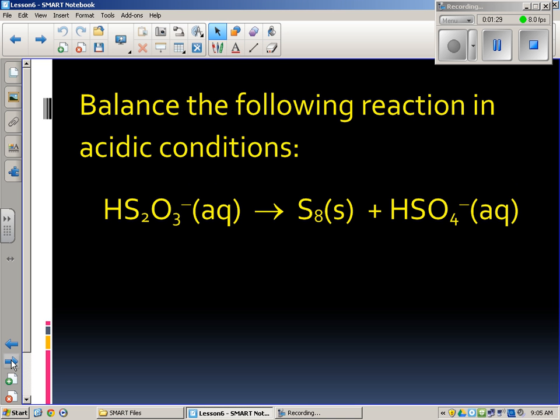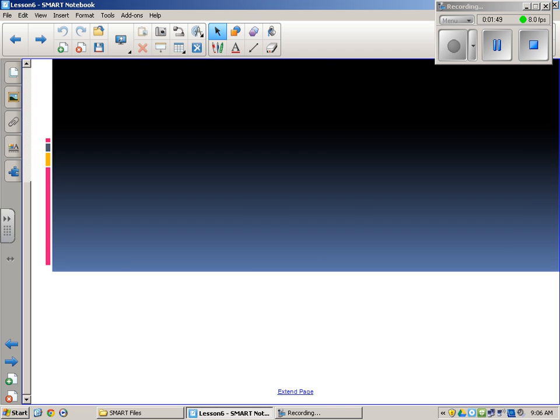So if we look at this one here, it says balance the following reaction in acidic conditions. The first thing you notice is it's only one reactant. So that one reactant, we have to match that up with something on the right-hand side, and then once again, that reactant is going to have to match up with a different thing on the product side. So here we go.